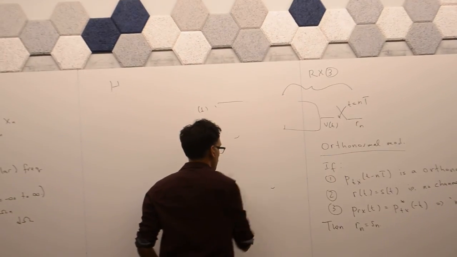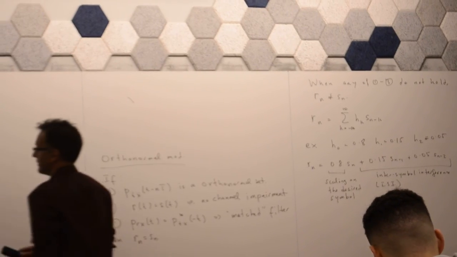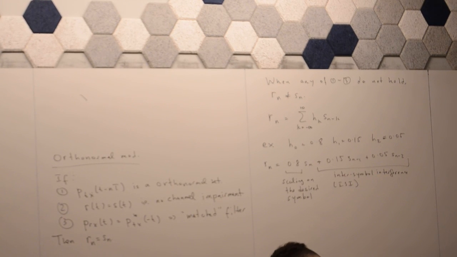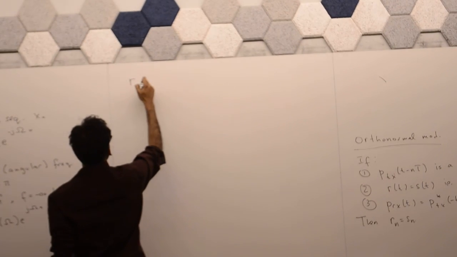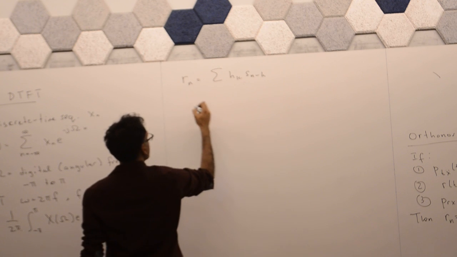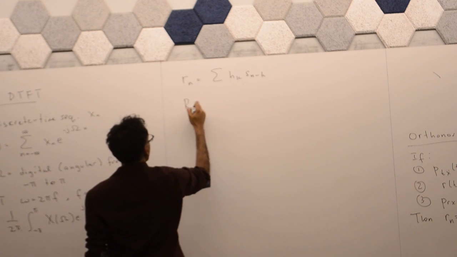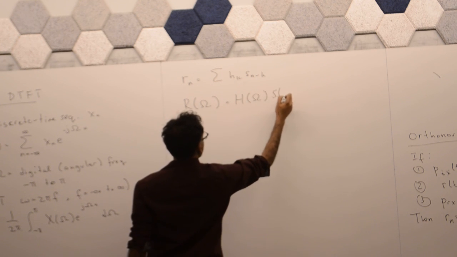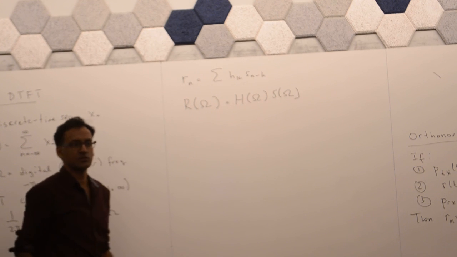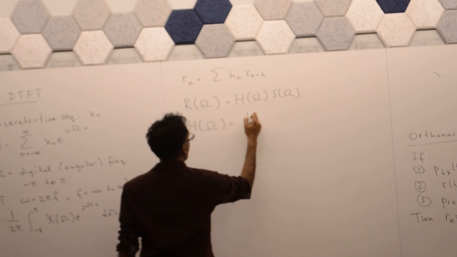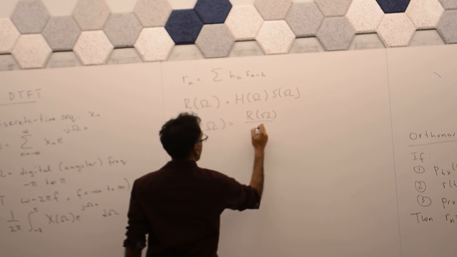So there are only 2 formulas you need to know. I've almost summarized everything you need, and then we can just do some problems. If you have in general a sequence like R[n] equals the sum over k of h[k] s[n minus k], then you can write in the DTFT that R of omega is H of omega times S of omega. Does this sound familiar? Or in other words, H of omega is equal to R of omega over S of omega.